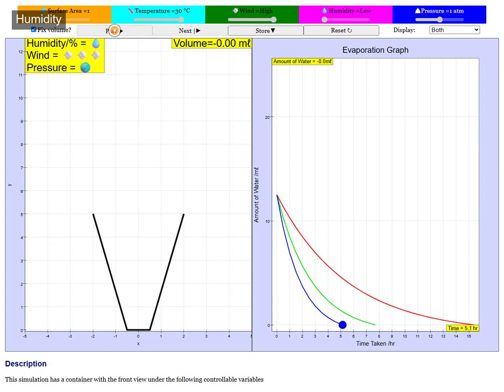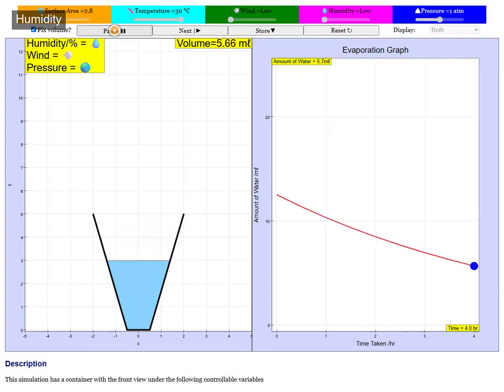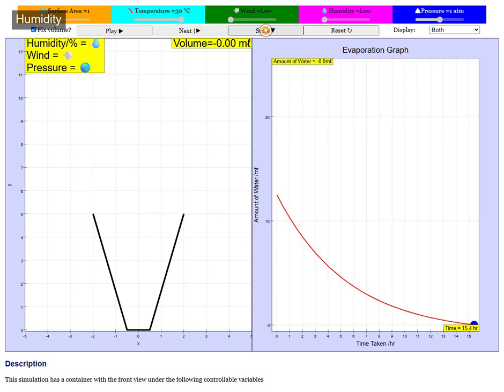Humidity reverses that story. Low humidity allows quick evaporation, medium humidity slows it, and high humidity slows it the most because the surrounding air is already holding more water vapor.